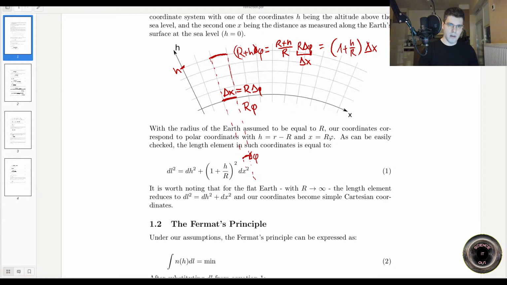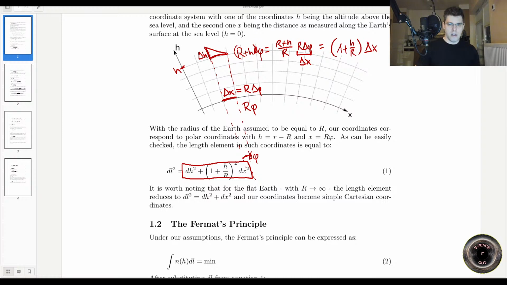And then if we have delta h somewhere here, then the hypotenuse of this small triangle will be precisely what is written here. Well, if we only substitute d for delta, where d usually means that this is infinitesimally small. So that's where this comes from. And this is actually important because we will need that later in the calculations.